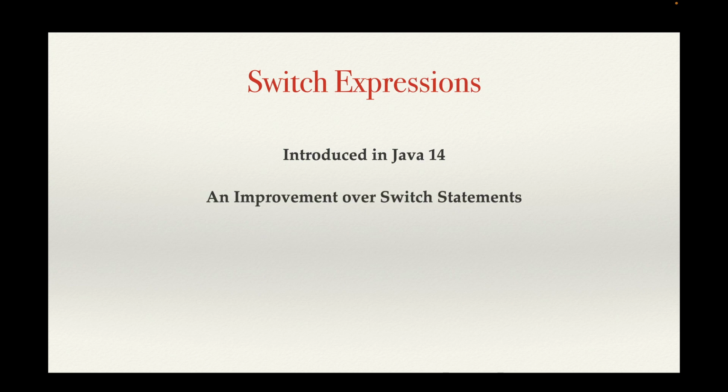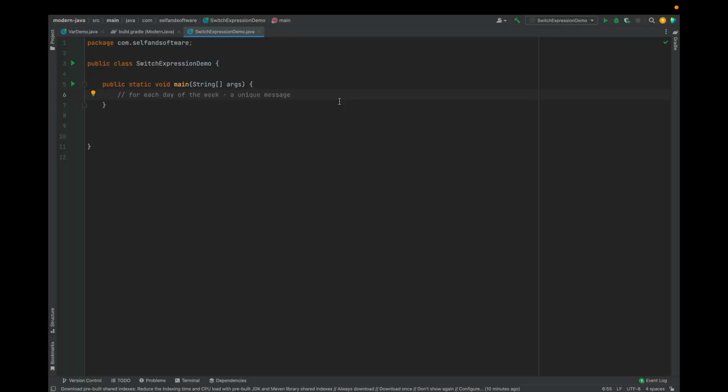In today's video, we're going to look at switch expressions. This is a language feature that was introduced in Java 14, and it's meant to be an improvement over switch statements, which have been around a long time. A switch statement, as you would know, is a way of handling different possible values of a given input. Switch expressions do the same thing, and they do it better, and they also do a little bit more than that, as we're going to see.